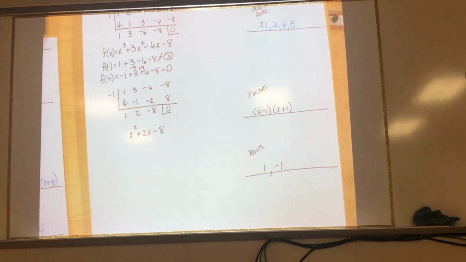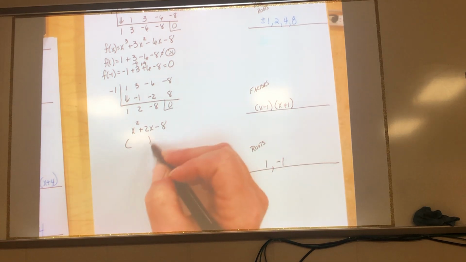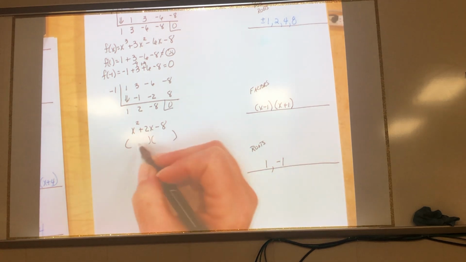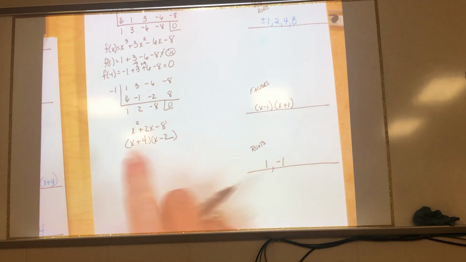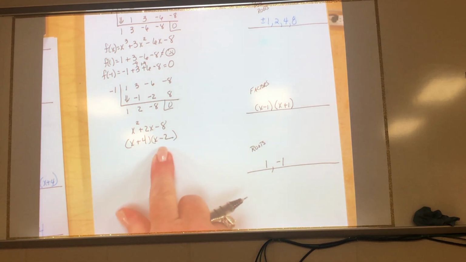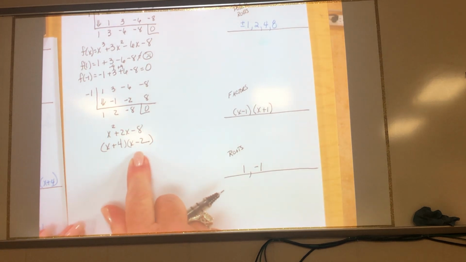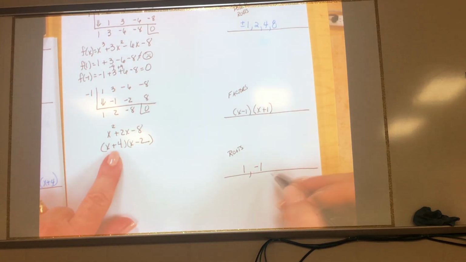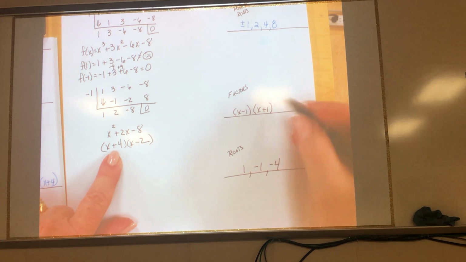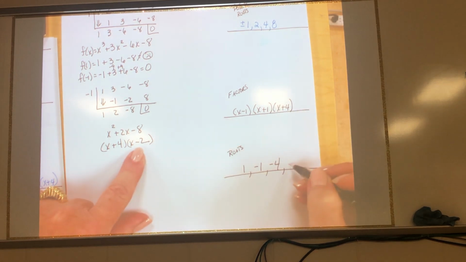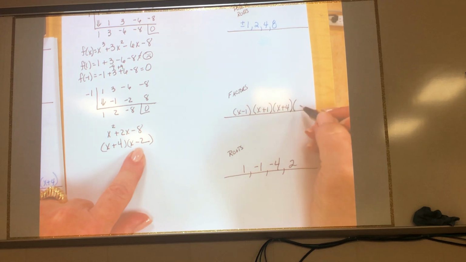Very good. Okay? And can I factor that? Yes. What does he factor into? x minus 2 and x plus 4, either way. Does order matter? No. Order does not matter. Okay? So, what is this root? -4. And my factor? x plus 4. And what is this root? 2. And what's my factor? x minus 2.